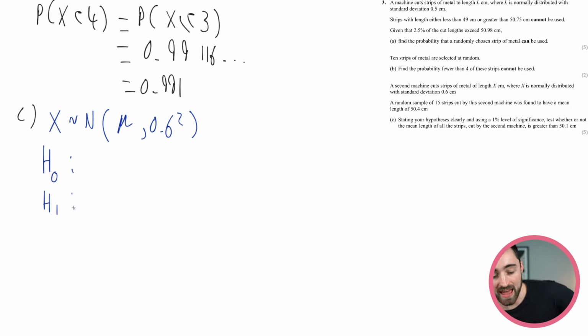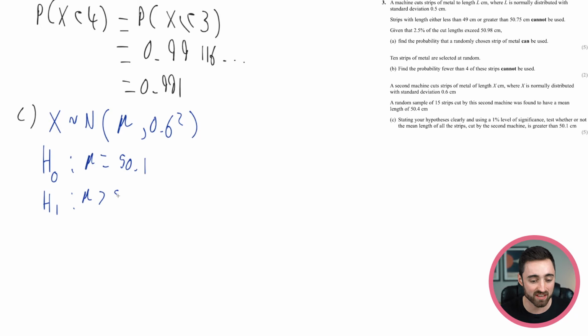Okay, so H0, let's have a look at this. I'm testing if it's greater than 50.1. So H0, this generally accepted knowledge, is that mu is equal to 50.1. And then I come barging in and I go, you know what? I actually think that mu is greater than 50.1. I think that the average length of these strips of metal is greater than 50.1.